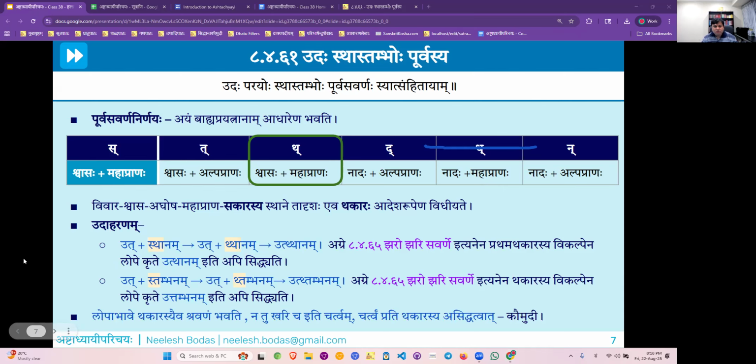There is one more line from Siddhanta Kaumudi that I want to discuss. Kaumudikara says: lopa bhave thakarasya eva shravanam bhavati. So if you do not do the lopa by jharo jhari savarne, you have to say u followed by ta followed by 2 thakaras. So uttathanam. You cannot convert the middle thakara to takara again. So see, the configuration is ta, tha and tha.